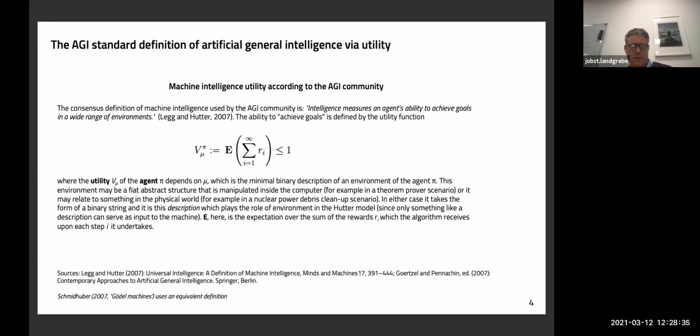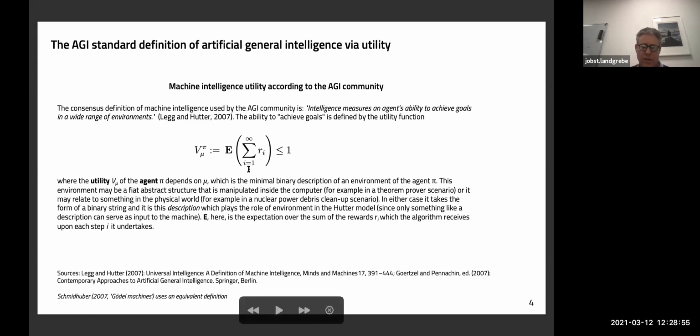So we see that this here is from Legg and Hutter. Shane Legg just became head of AI at Google, and Hutter is also a very well-known AI computer scientist. Both are actually not mathematicians. We will see in a minute why, how you can see this.